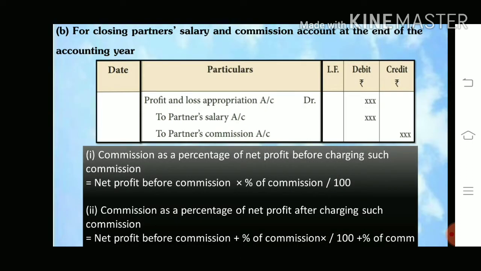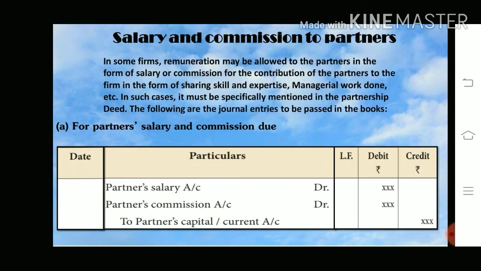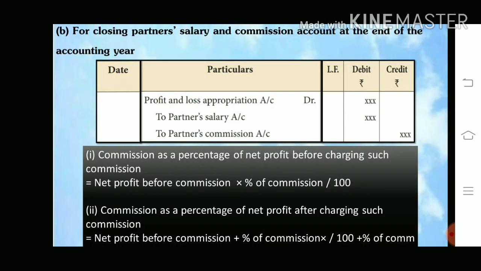Then second one, for closing entry. Closing entry for salary and commission amount at the end of the accounting year. Date, particulars, ledger folio, debit and credit. Profit and loss appropriation account debtor to partners' salary account, to partners' commission account. Opening entry: partners' salary and commission account will be shown in a debit aspect, and partners' capital or current account will be shown in a credit aspect. Then second entry, closing entry: profit and loss appropriation account debtor to partners' salary account and partners' commission account.